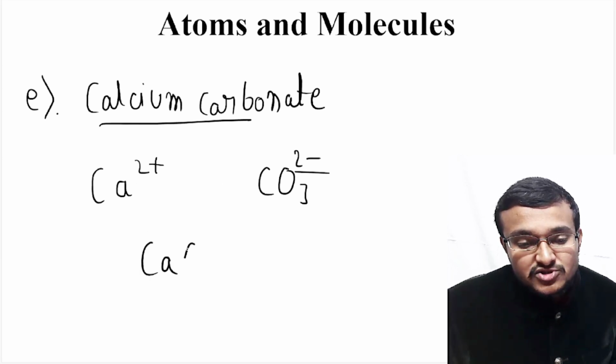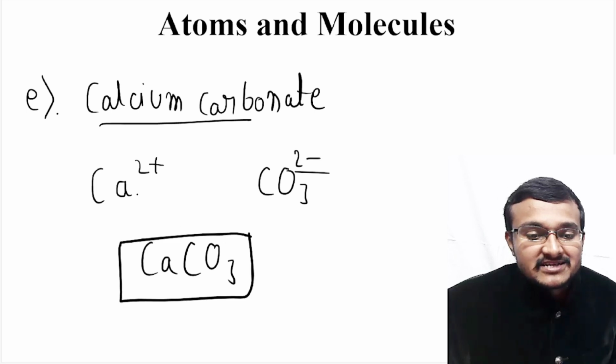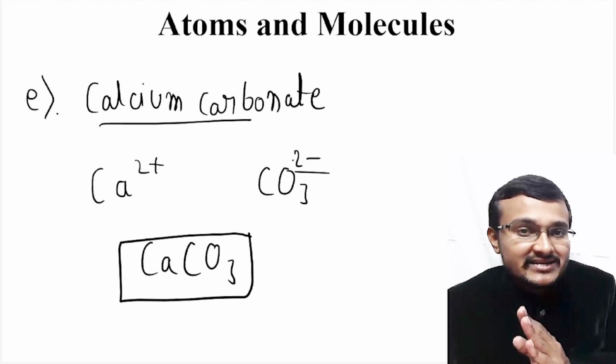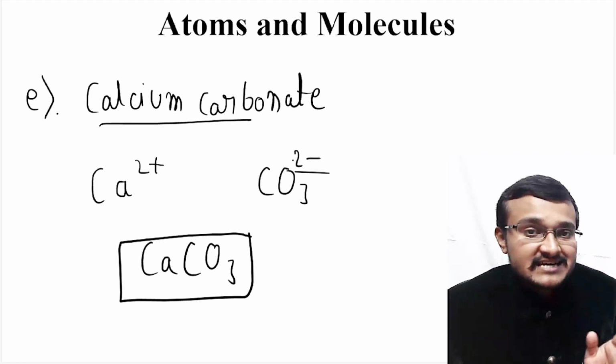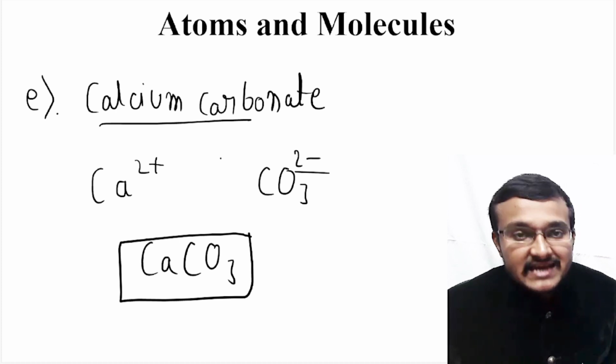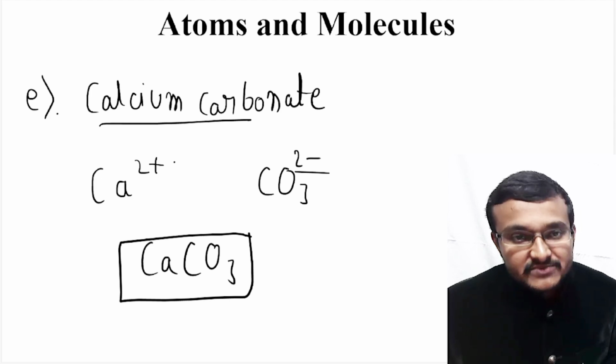So CaCO3 will be the chemical formula for calcium carbonate, because here calcium and carbonate have 2 plus and 2 minus. So the same magnitude of charge is there, and opposite charges are there. So that can be cancelled with each other and CaCO3 can be written. So CaCO3 is the chemical formula for calcium carbonate.